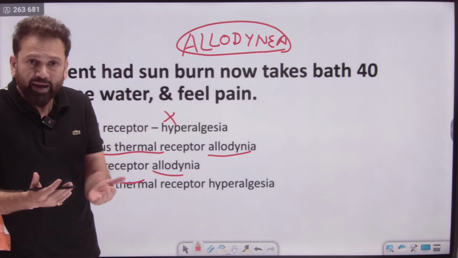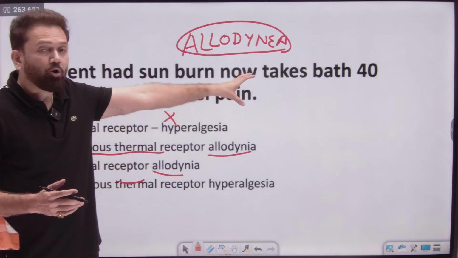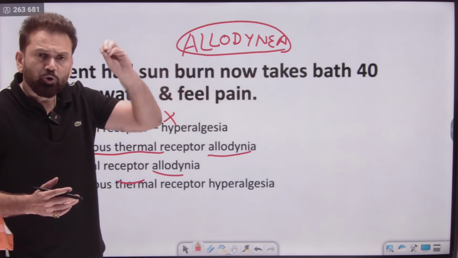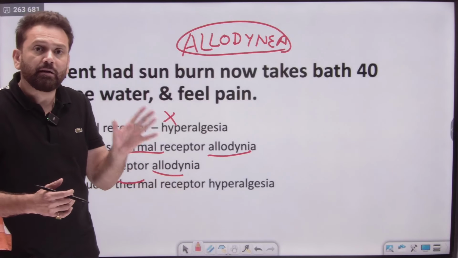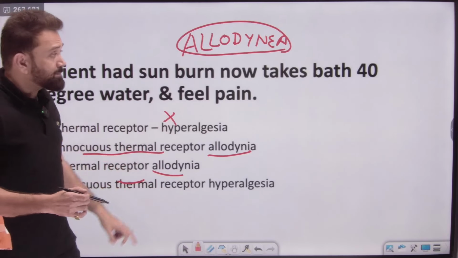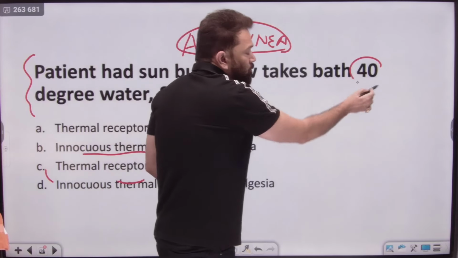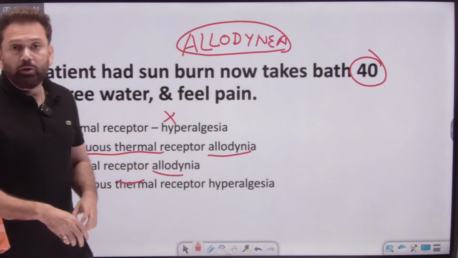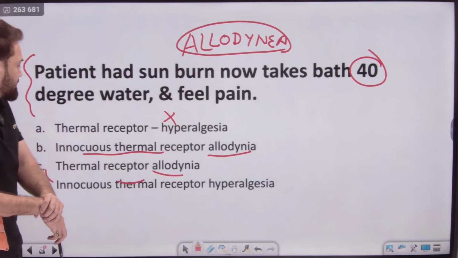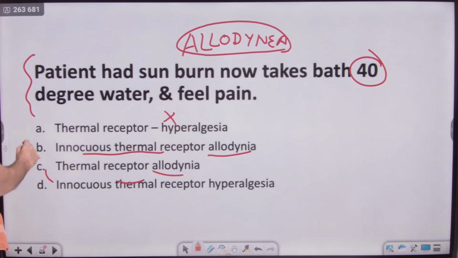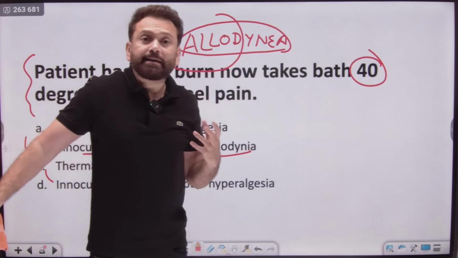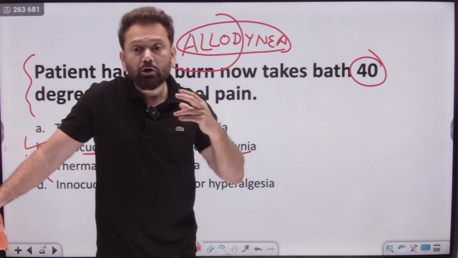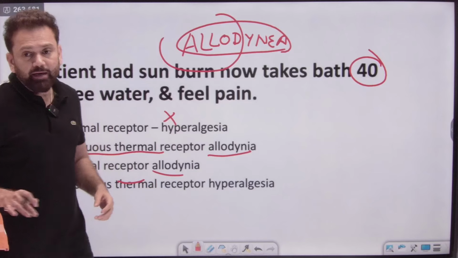When we are comparing two things, normally it should not cause pain at that temperature. When any temperature is not supposed to cause pain but it is causing pain, it is called thermal allodynia. But when I am specifying the temperature here, and we know at this temperature there will be no pain on taking a bath, this is called innocuous thermal receptor allodynia. The answer will be B. So even if you know the terminology, you should know more in detail about that. Allodynia: when a non-painful stimulus is causing pain, it is called allodynia.